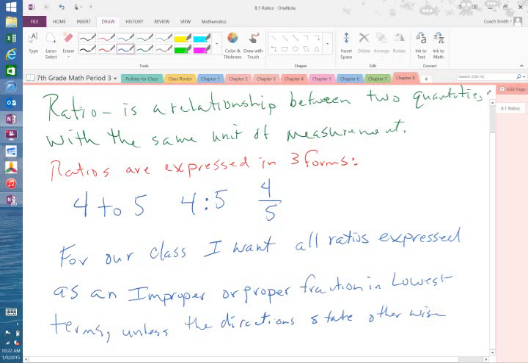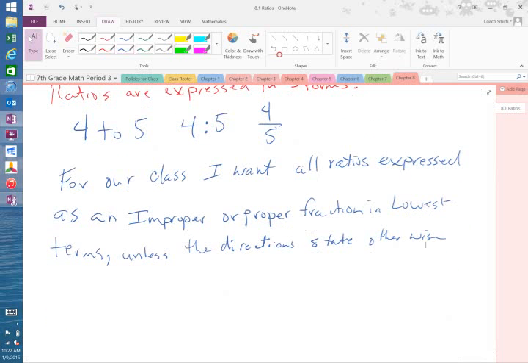The reason I say that is because in some of these problems, they're going to tell you to write the ratio in its three forms or two other forms. So when it's telling you to write it as something else, then you have to do it that way. But if they just give you a ratio and they tell you to put it in simplest form or express the ratio in simplest form, we want it as a fraction. You will notice the key words here, improper and proper. You will not notice that the word whole numbers or mixed numbers is used. You never express a ratio as a whole number.